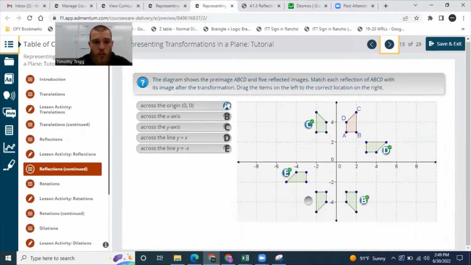And then reflection across the origin, that's going to be this one here. When you reflect across the origin, which is 0, 0, basically what happens is it changes your x and y coordinates to their opposites, right? So it would go from like 1, 2 to -1, -2.